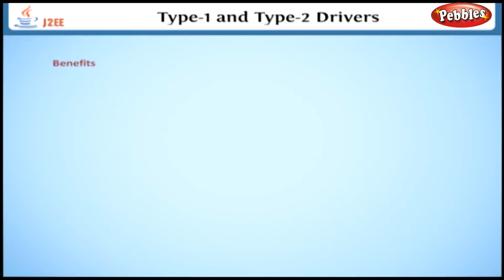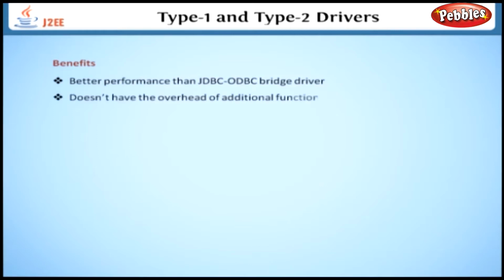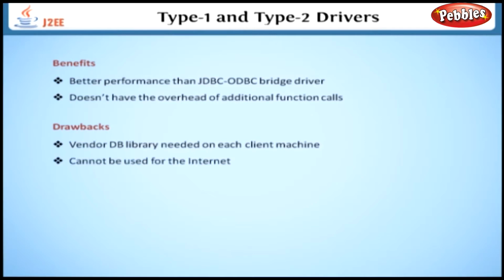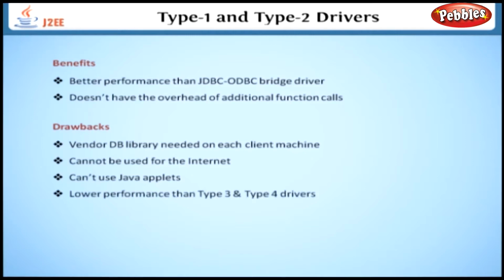Benefits. Type 2 drivers typically offer significantly better performance than JDBC-ODBC bridge driver because it does not have the overhead of the additional ODBC function calls. Drawbacks. The vendor database library needs to be loaded on each client machine, so Type 2 drivers cannot be used for the Internet. Here we also can't use Java applet because applets cannot load the native code. Type 2 drivers provide lower performance than Type 3 and Type 4 drivers.